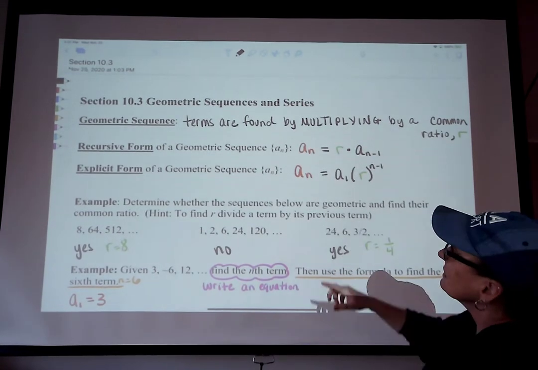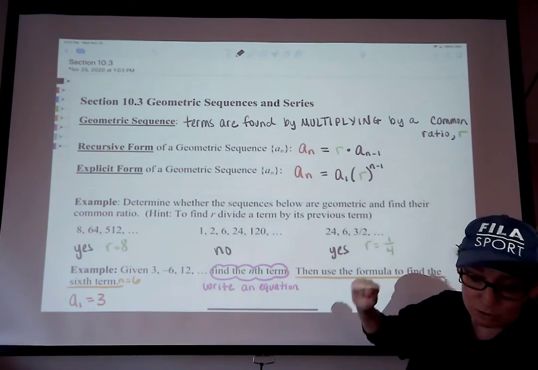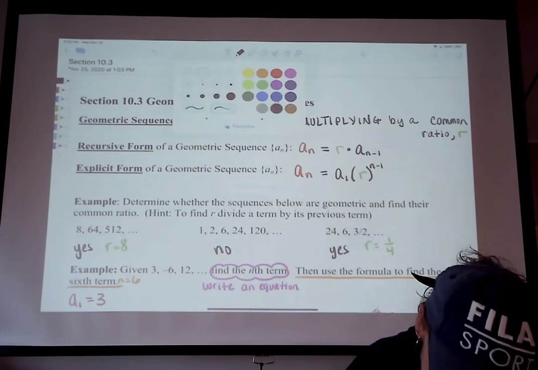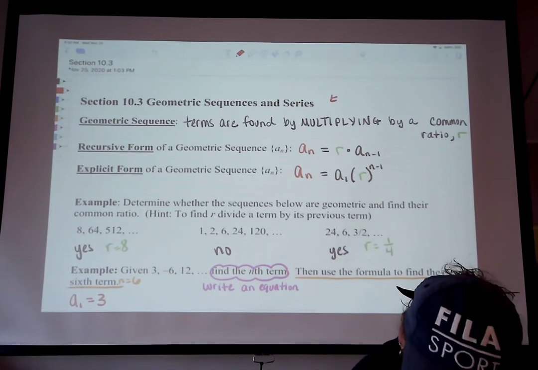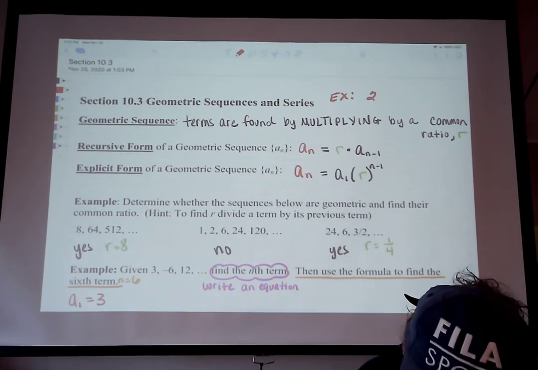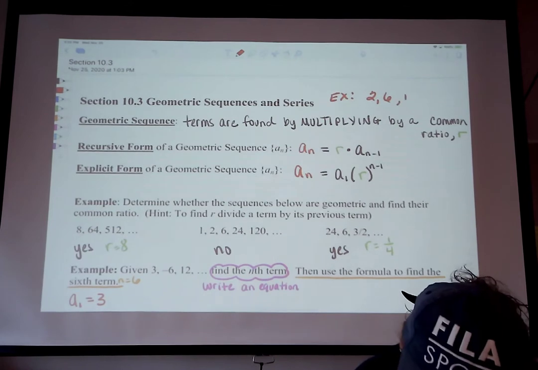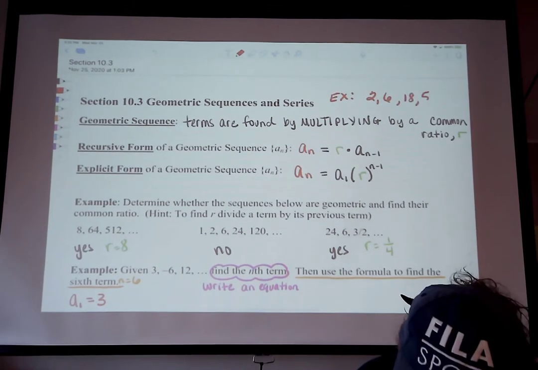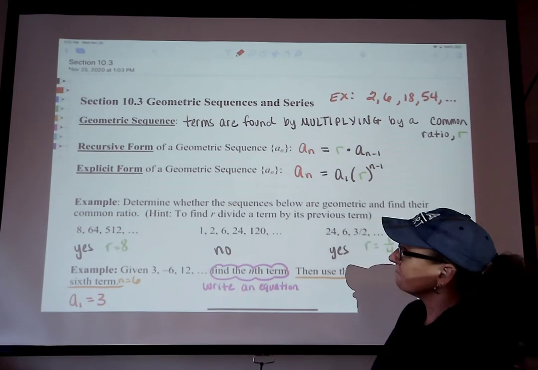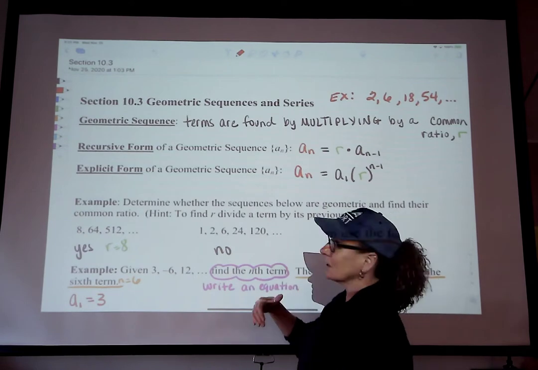A geometric sequence is when your terms are found by multiplying by a common ratio, and we're going to call that ratio R. I forgot to give you an example. An example of a geometric sequence might look like this: start somewhere, times by 3, times by 3, times by 3, and so on. R would be 3.